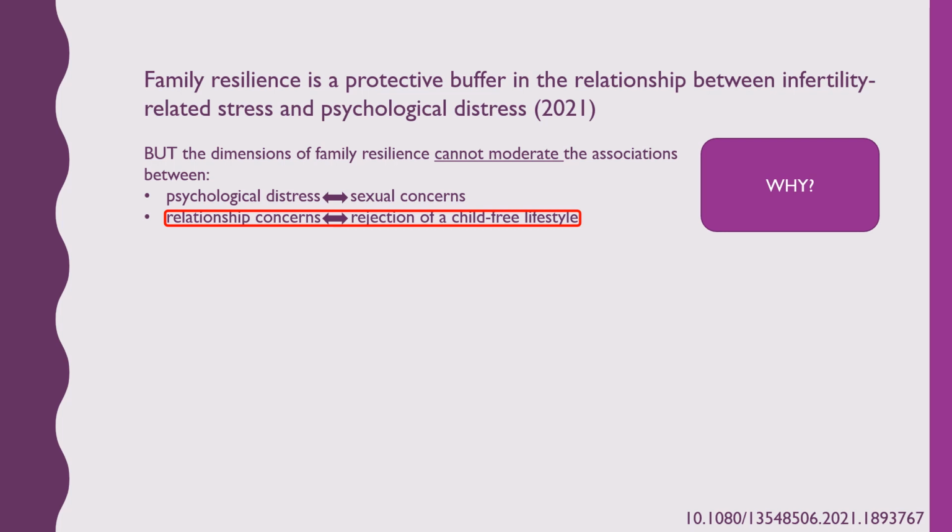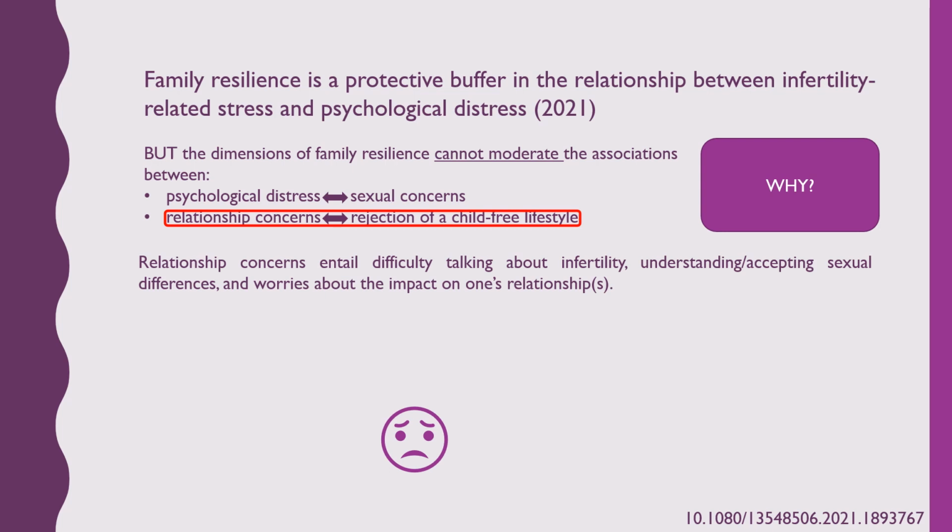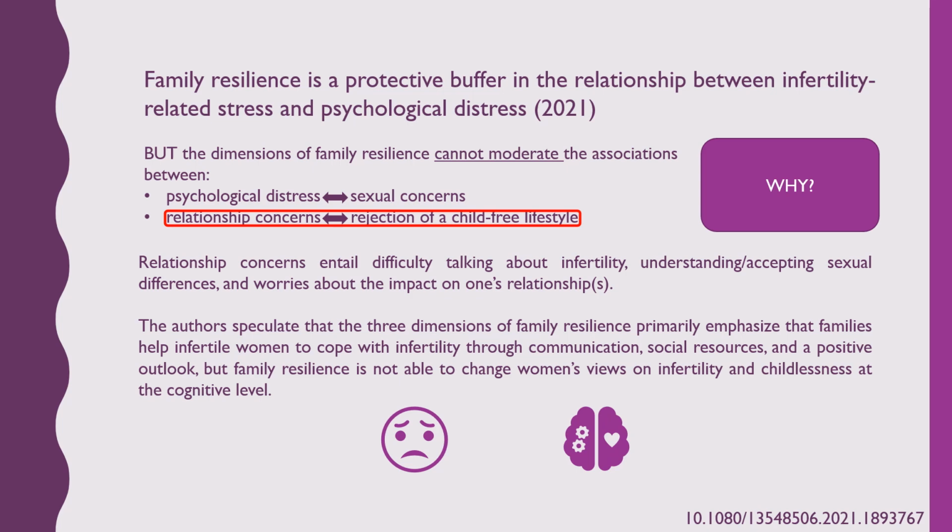Now, regarding the association between relationship concerns and rejection of a child-free lifestyle, we can say that the relationship concerns entail difficulty talking about infertility, understanding and accepting sexual differences, and worries about the impact on one's relationship. So the authors speculate that the three dimensions of family resilience primarily emphasize that families help infertile women to cope with infertility through communication, social resources, and a positive outlook. But family resilience is not able to change women's views per se on infertility and childlessness at the cognitive level. So support is provided, but we are not changing people's thoughts and beliefs on the matter.